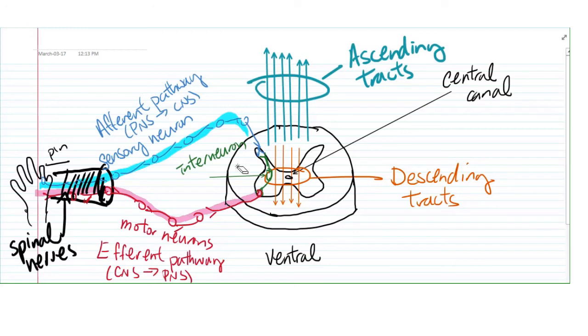Now, what about the sides? It turns out the side of the spinal cord is kind of mixed. What that means is it contains both ascending and descending tracks. We're not going to worry too much about it for the purpose of this course. It's okay to just generalize. It's usually ascending at the back and descending at the front.